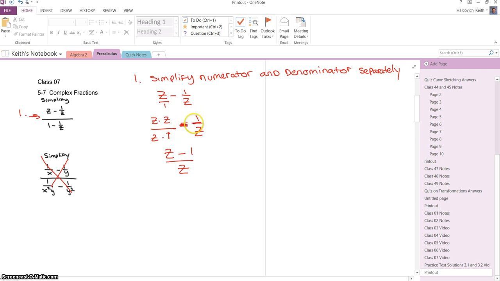The denominator, you have 1 over 1 minus z. Once again, imagine there's a 1 in the denominator. So you multiply top and bottom by z here to get the common denominator. So you have z minus 1 over z.